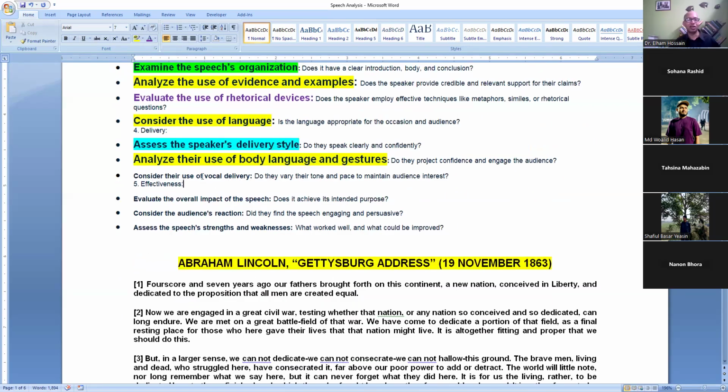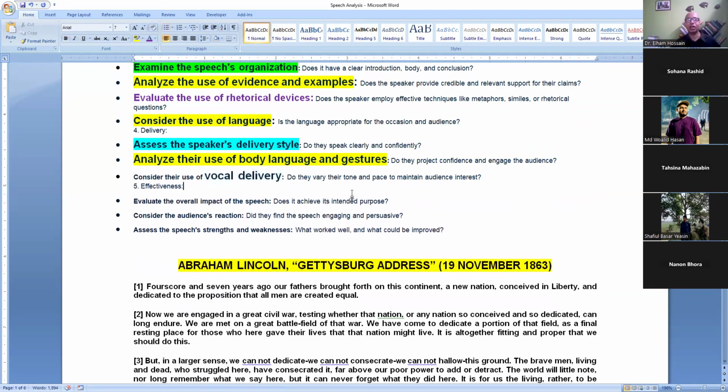Now, vocal delivery. While you are speaking, you have to maintain your tone, pace. You must not speak too fast or too slow. You have to measure a considerable quantity of space or paucity. You have to speak, then give pause, again speak, give pause, again speak, and give pause.